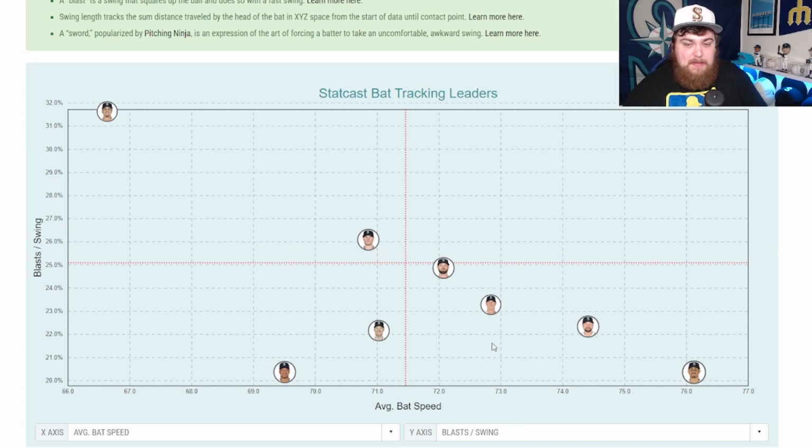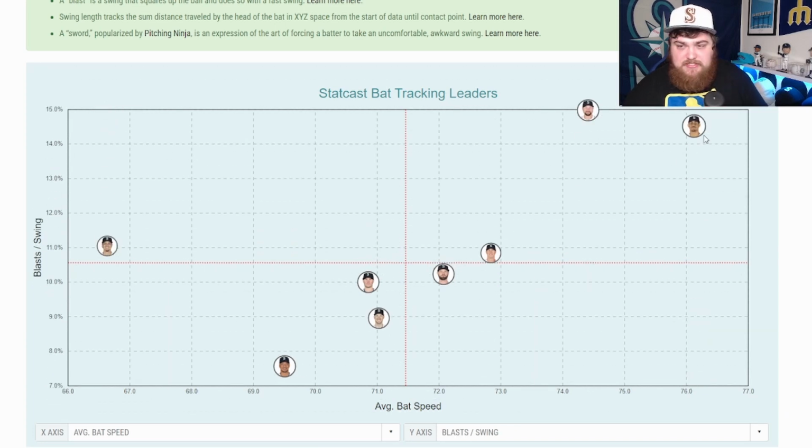The first one being blasts. Makes sense that Julio Rodriguez is pretty much at the highest end of the blast per swing ratio of 14.5%. Cal Raleigh is also very high up there at 15%.